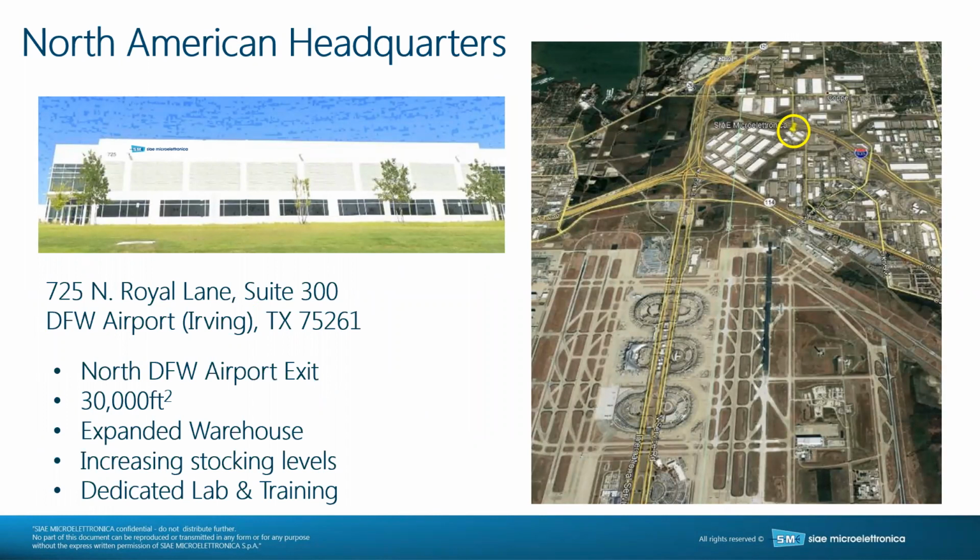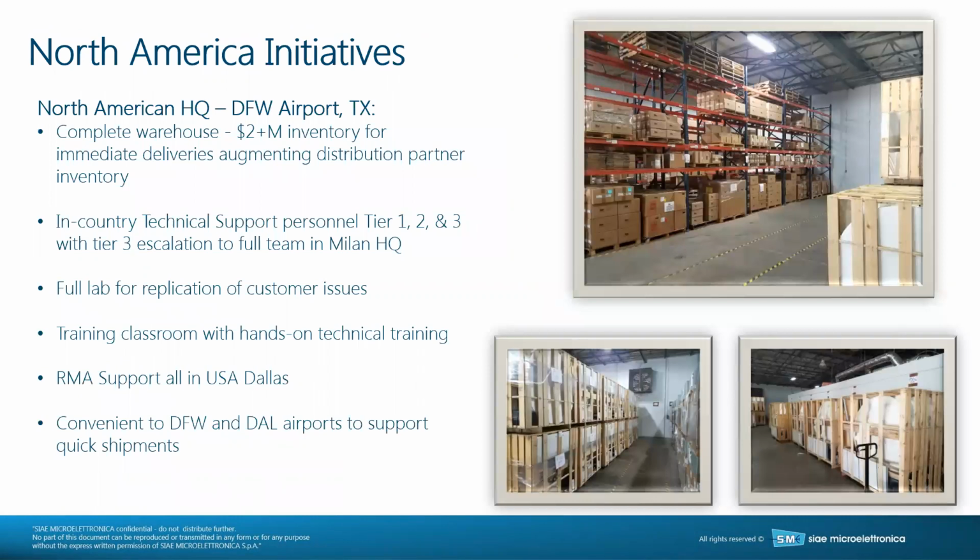We're actually on the DFW airport property, so getting product in from Italy is fairly easy and quick. We've actually just moved into this at the end of 2019. We expanded the warehouse. Business is growing and needed a bigger space. One of the nice things about this facility is it's not just our warehouse, but this is where we do all our support from.